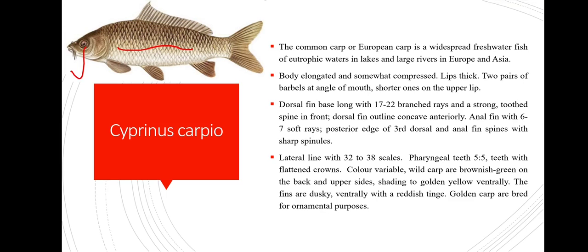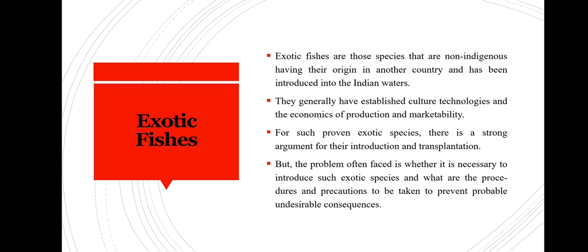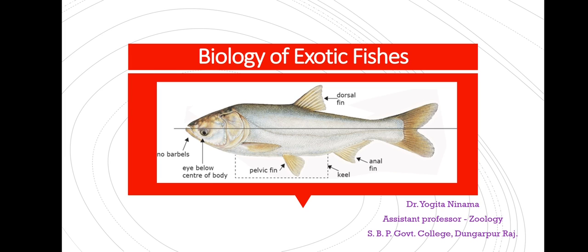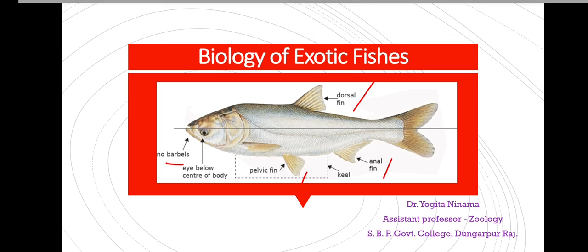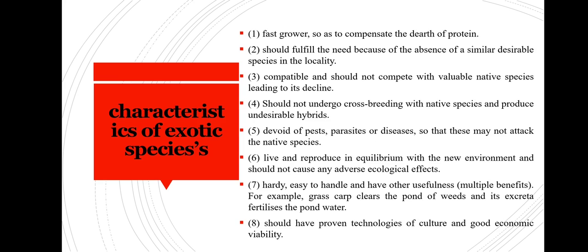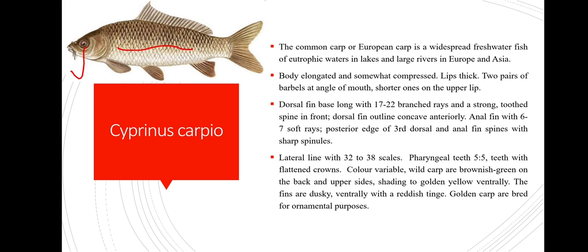In the first diagram, we also show their fins. This is the dorsal fin, upper fin, anal fin, this is the pelvic fin, and these are barbels. So these distinguishing characters identify the fish. This is Cyprinus carpio.